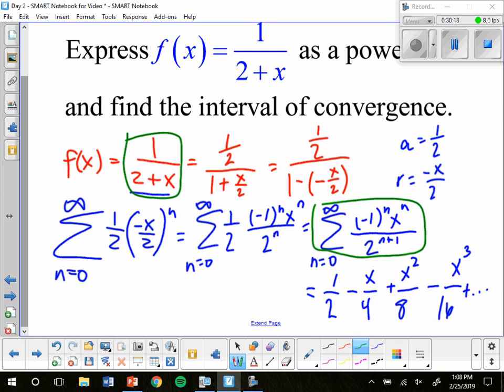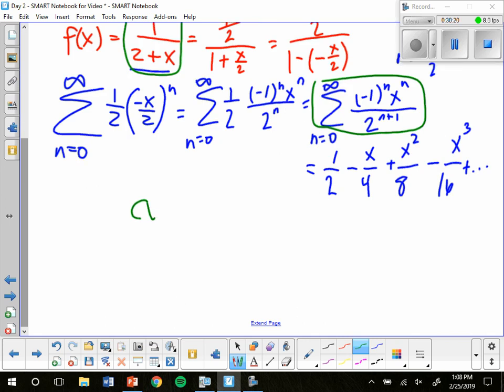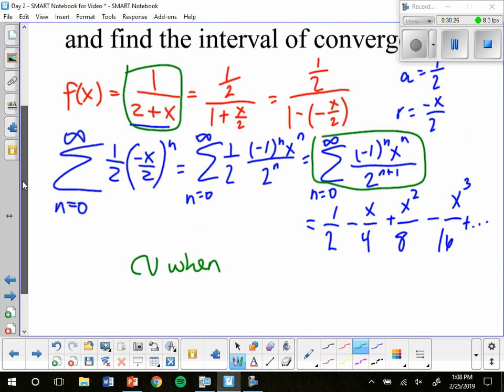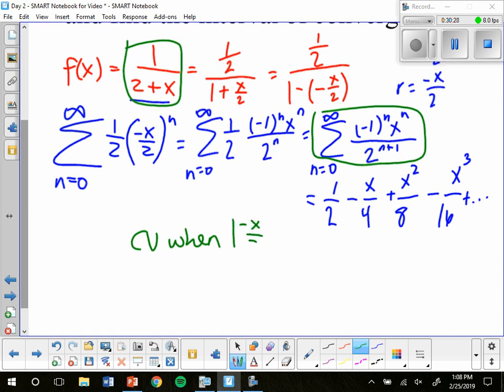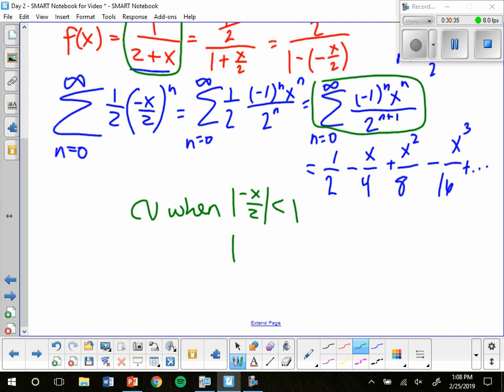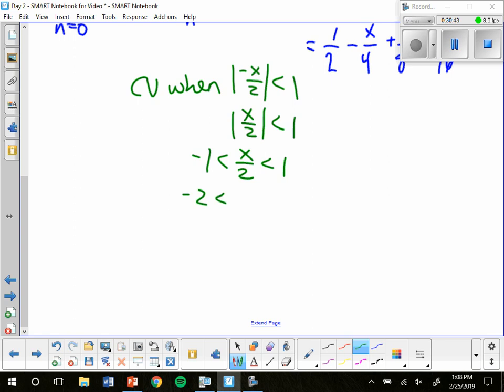Everywhere? No, it's only going to converge. I could ratio test, but I don't have to because it's geometric. I can just take my r, which is negative x over 2, and make the absolute value of r less than 1. Which means that x over 2 is going to be between negative 1 and 1. And x is going to be between negative 2.